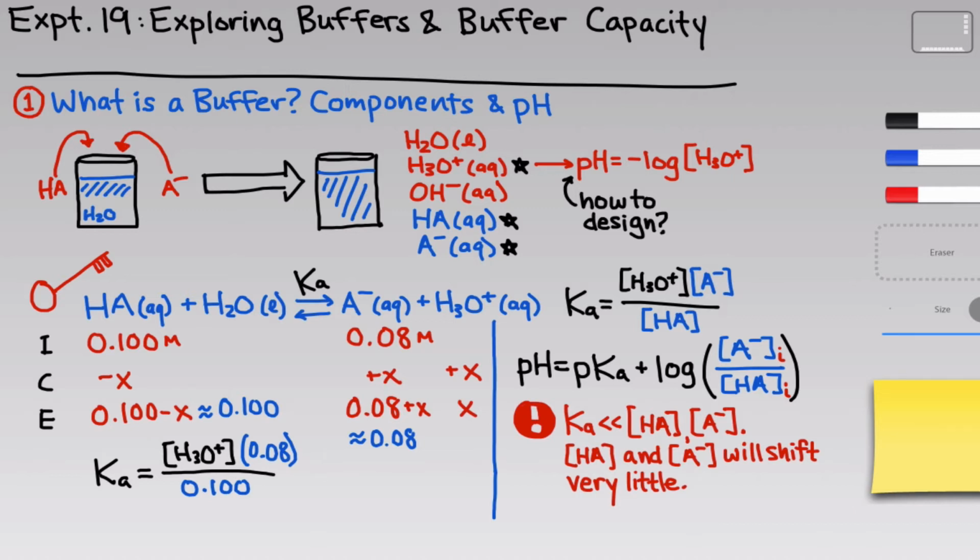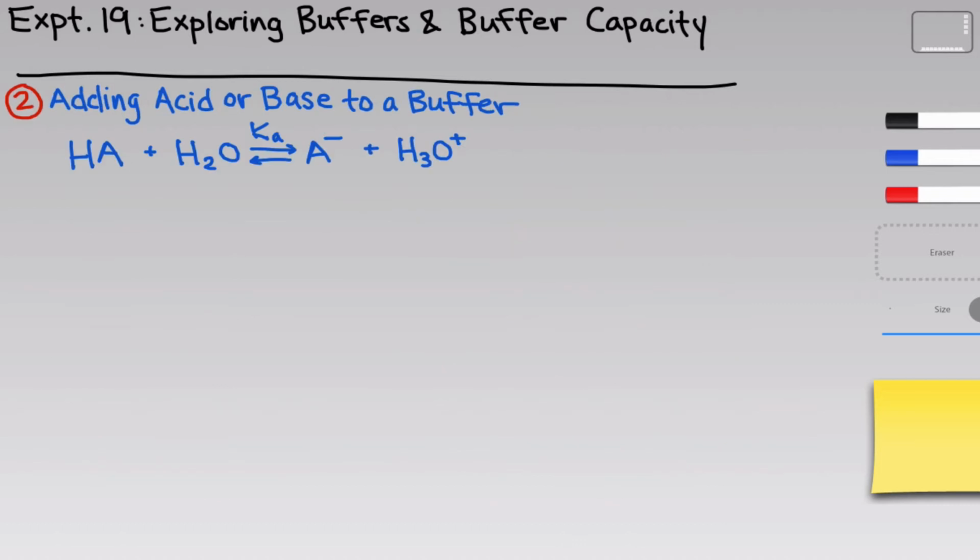For example, if the difference is less than the precision of our measuring instruments, which is going to be the case when you get into the lab for experiment 19. So now that we understand how to tune the pH of a buffer by adjusting the ratio of A minus to HA, let's talk about what happens when we add strong acid or base to a buffer.